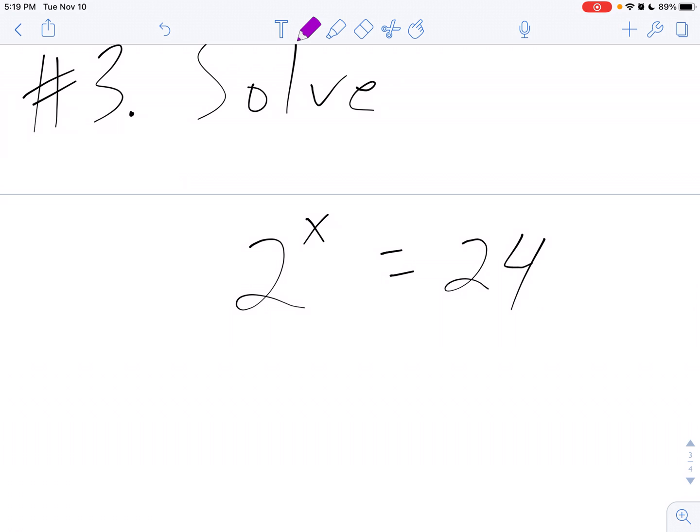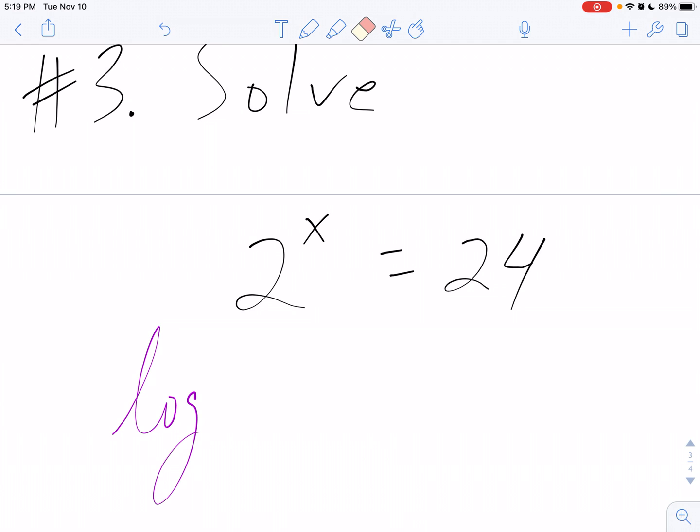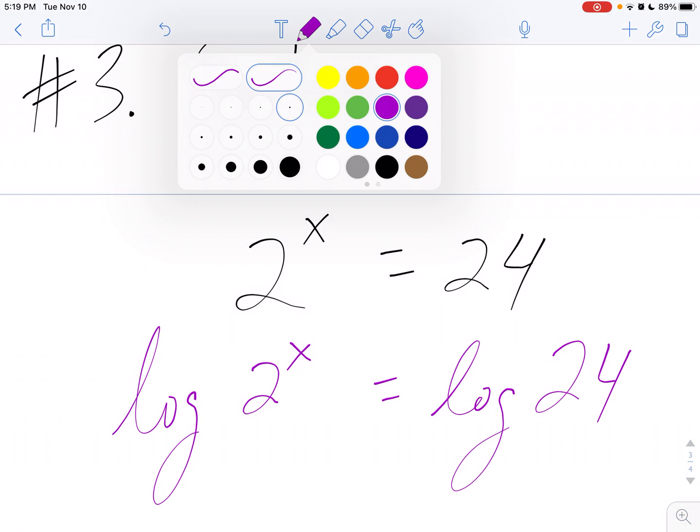It's basically sometimes 3 or 4 or 5 steps. It really depends on the problem. The first step is to make sure that this exponential term is isolated. This is a very simple one. So 2 to the x is the exponential term. Then we're going to take the logarithm of both sides. We're going to take the log of both sides, is how I would say it.